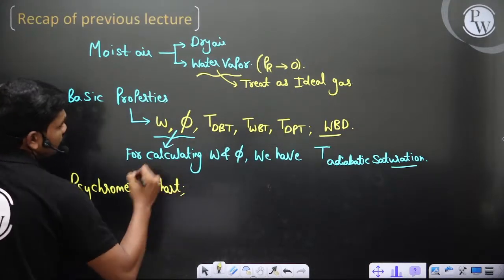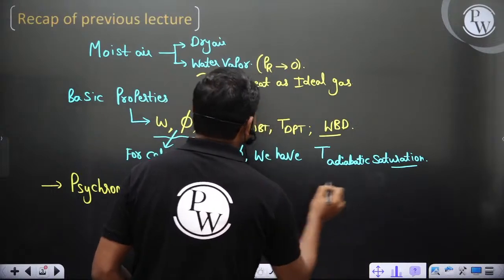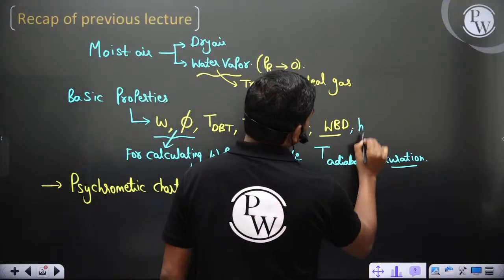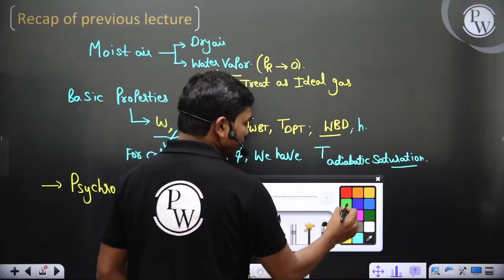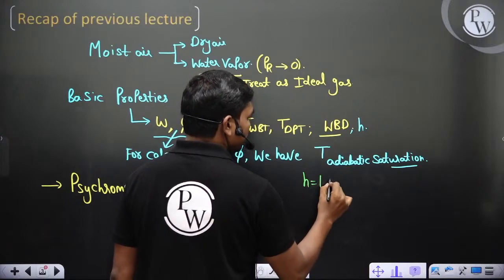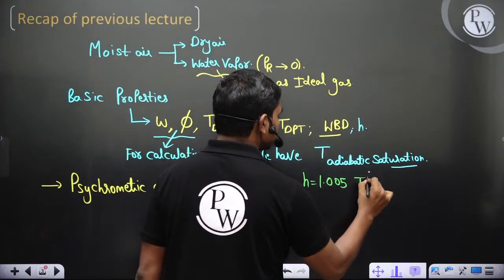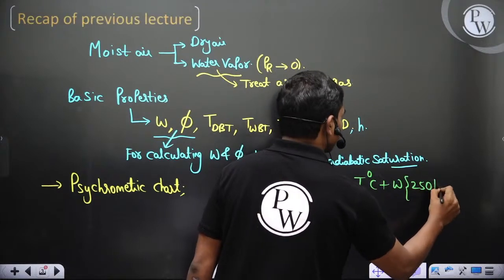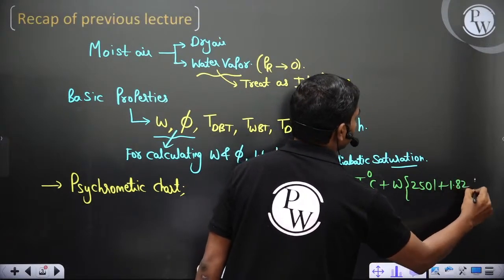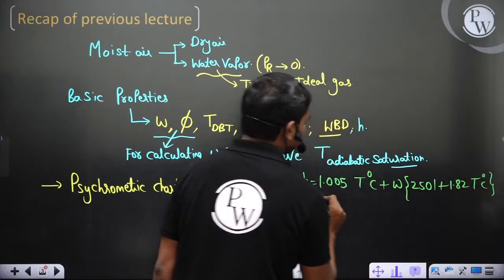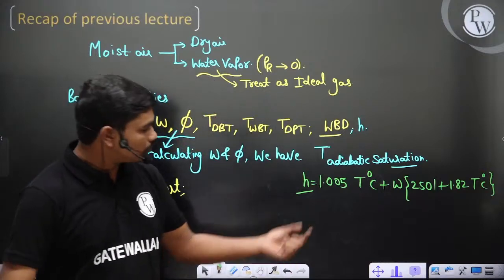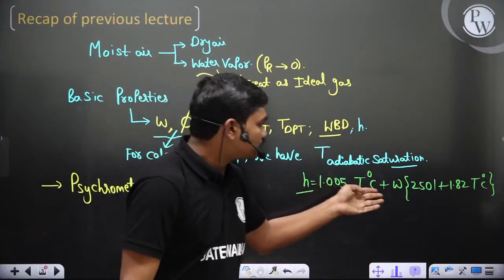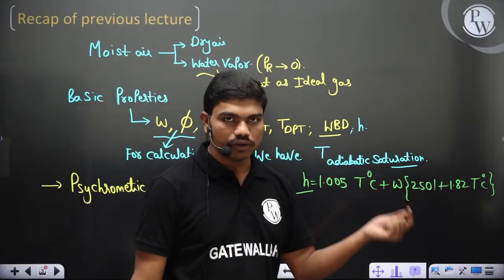Basically we have seen the expression for the calculation of enthalpy, the specific enthalpy. To calculate it, we got the relation h = 1.005 T (T in degrees Celsius) + omega times (2501 + 1.82 T), with T in degrees Celsius. This is the enthalpy we have seen. The first part corresponds to the dry air part, and the part multiplied by omega corresponds to the water vapor part.